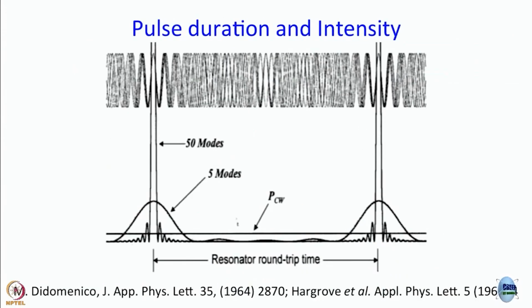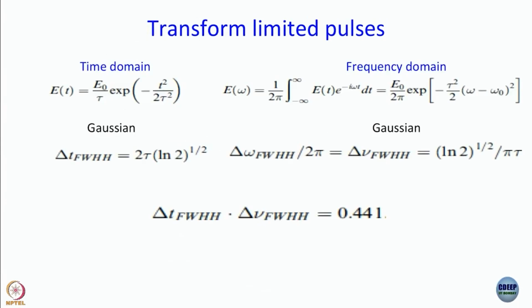You can see when this was published, 1964, in the very beginning of the invention of lasers itself. So, this is what I was talking about. You couple 5 modes, these are the kind of pulses you get, quite broad and less intense. You couple 50 modes, you get sharp and intense pulses, right. So, this is the essence of mode locking and production of pulses.